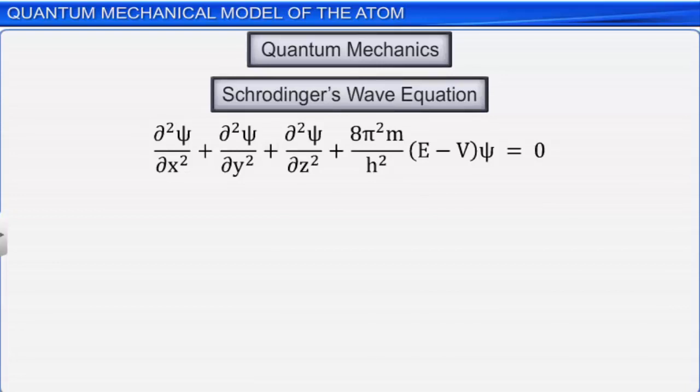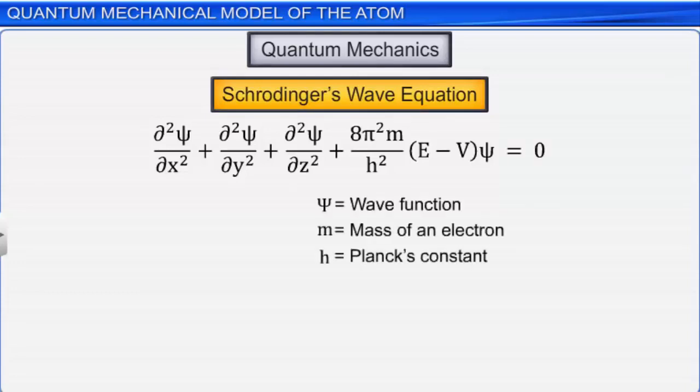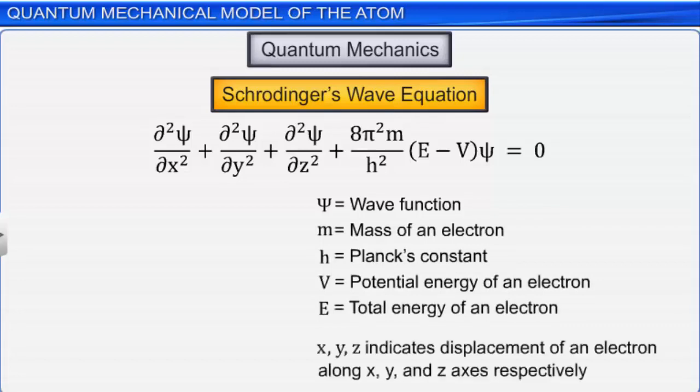In quantum mechanics, the mathematical expression which describes the wave motion associated with a particle is popularly known as Schrödinger wave equation. It gives the probability of finding an electron at different points in an atom.